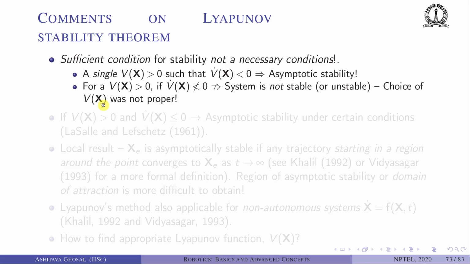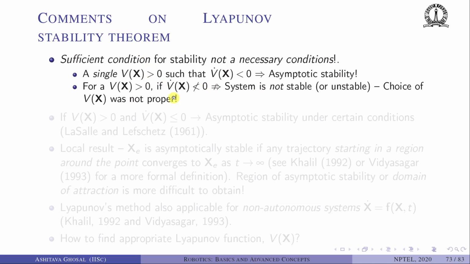You have to try V of x some other one. Okay, so the Lyapunov stability theorem is for stability. It says nothing about the instability or the unstable nature of a system. So we can find a system is stable if V of x is greater than 0 and V dot of x is less than 0.